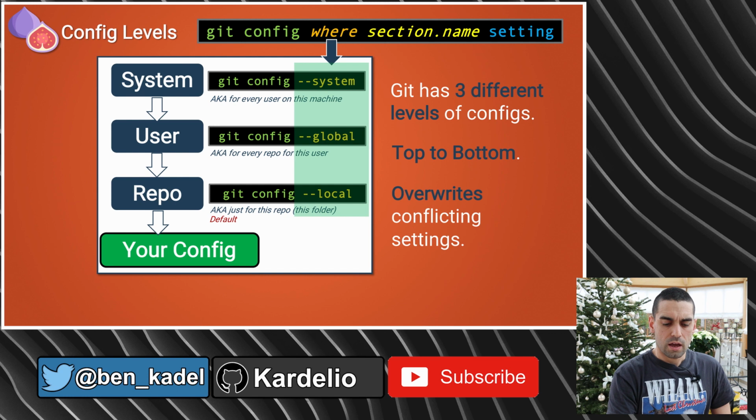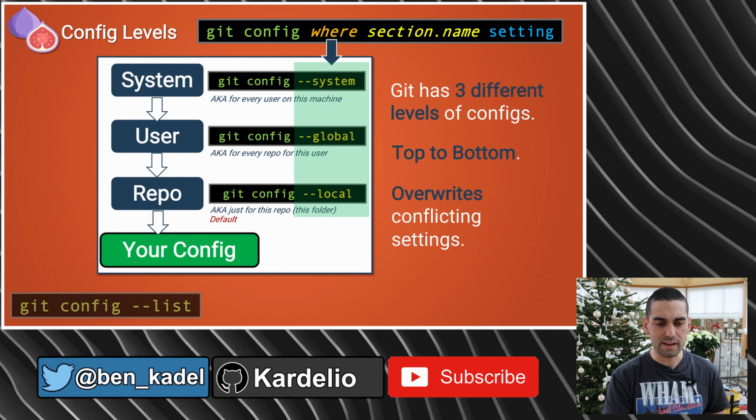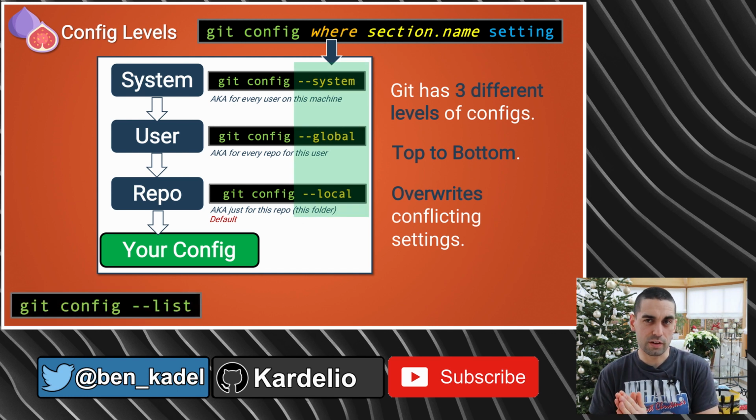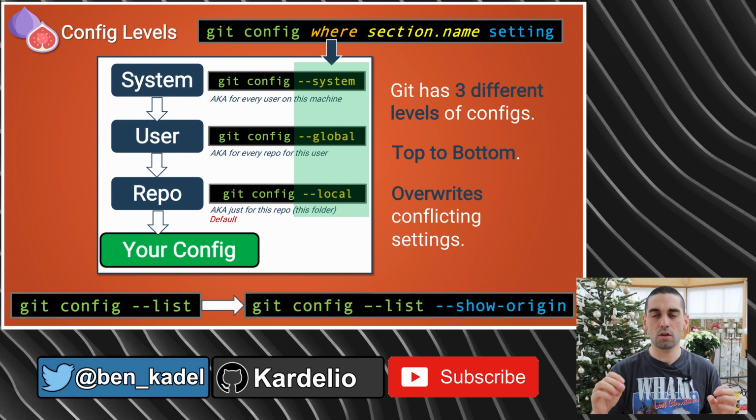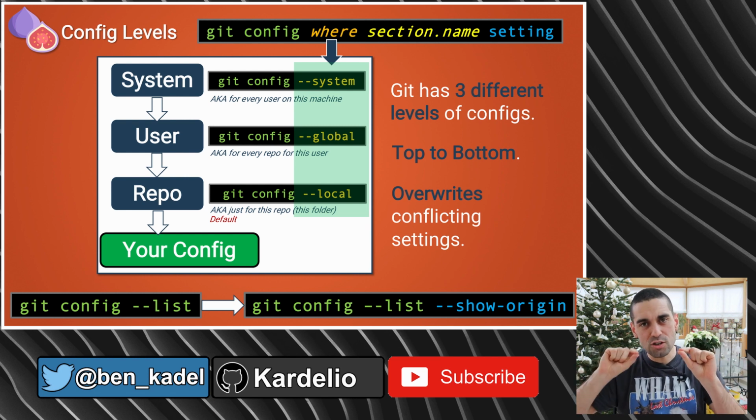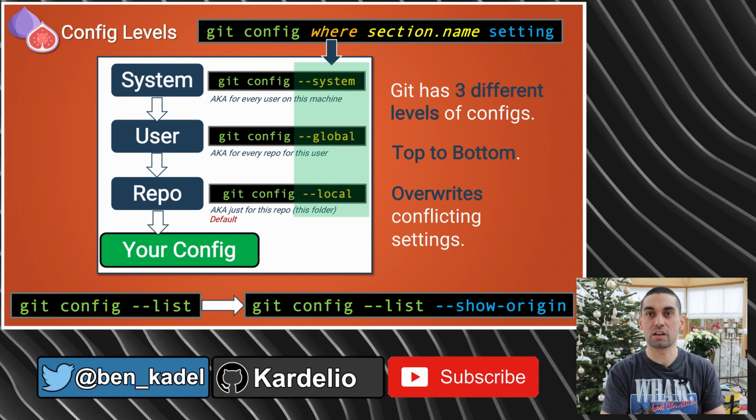Nice. Here's the thing, you can always list out your Git configuration to find out what your actual summarized config is: git config --list. But one better, if you do git config --list --show-origin, not only does it give you your config list, but it tells you where each line came from, which level of the configuration it originated. Powerful.